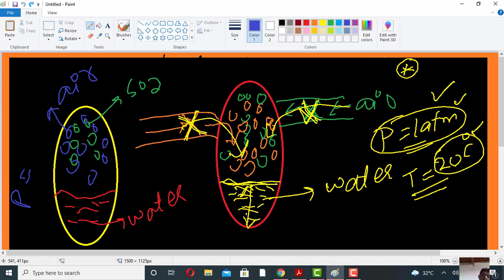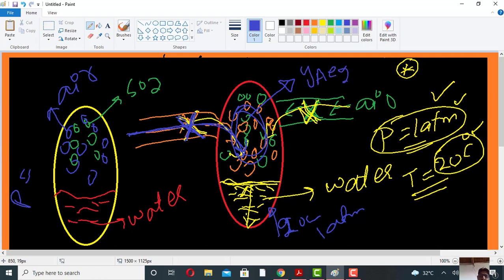Then we enter some more sulfur dioxide to the system and close the valve. Since the temperature was constant at 20 degrees, the pressure was constant at 1 atm. We close the valve, and when equilibrium is achieved, we measure the concentration of sulfur dioxide in the air above and it comes out to YAE2 dash. In the liquid it comes out to XAE2 dash.